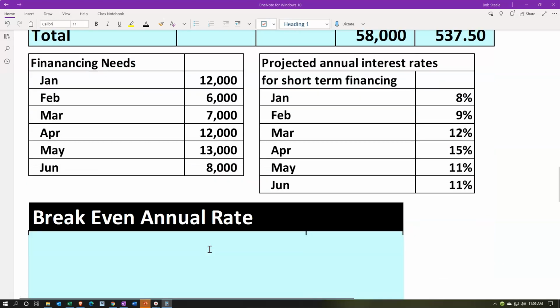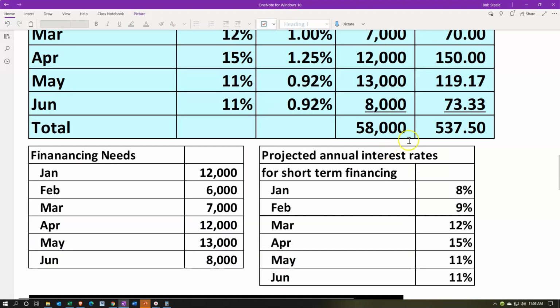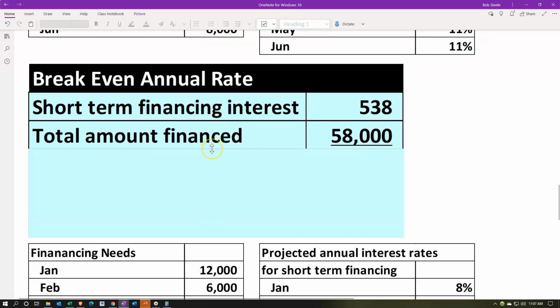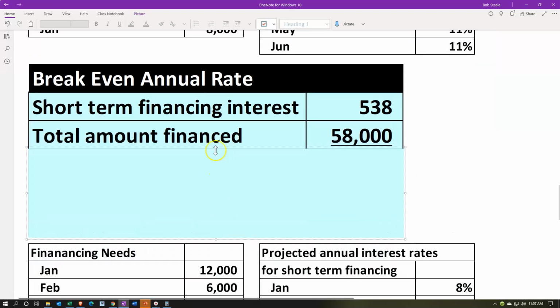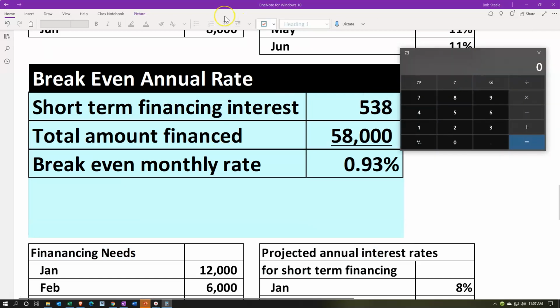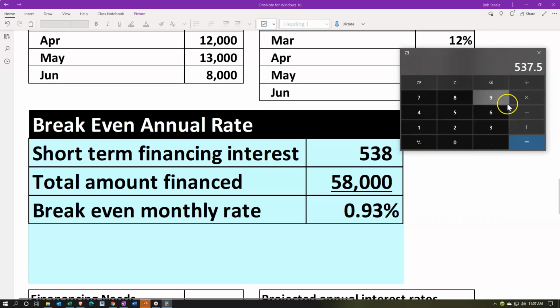So then we can go down and say, well, we can do a calculation on that. We can say, let's take the short-term financing interest, which was about 537.50. We rounded it here, so 538. We're going to take the total amount financed, which was the 58,000 over that time period. If we divide those two out, we're going to get the 0.93. There could be rounding involved here because it's really, let's be more exact here, 537.5. And then divide that by the 58,000.